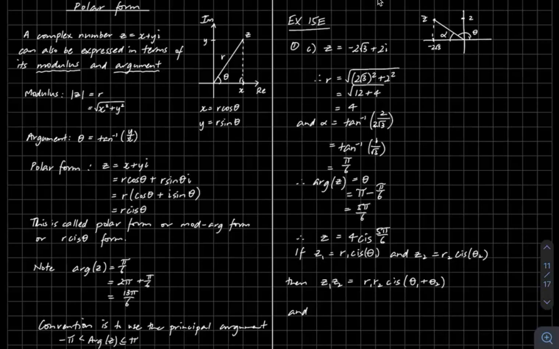And for division, Z1 divided by Z2, we would have R1 divided by R2 as the modulus of that new complex number, and theta 1 minus theta 2 as the argument. So as you can see, it's quite easy to multiply and divide complex numbers in polar form.